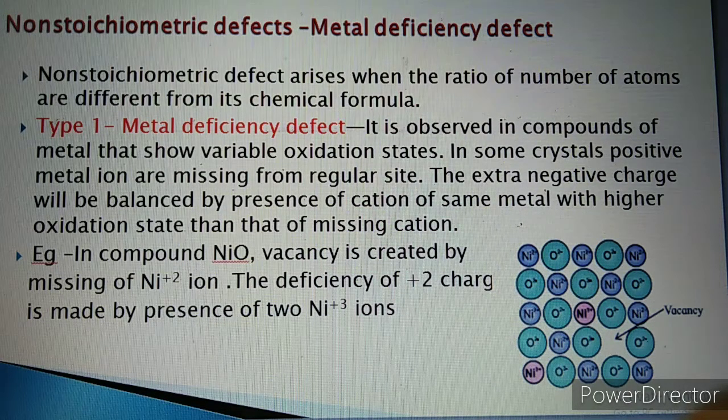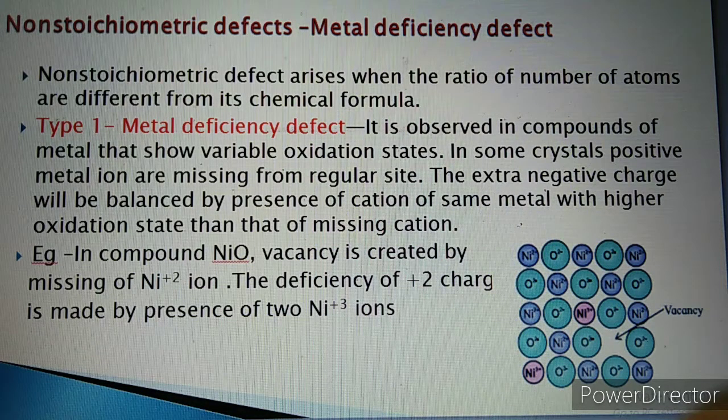So what is metal deficiency defect? I'll explain in short. In case of metal ions, if some positive metal ions are missing from the regular site, then there is the creation of a vacancy or void space. As the positive ions are missing, there will be an extra negative charge. So again, to maintain electrical neutrality, this extra negative charge will be balanced by the presence of a cation of the same metal. But this cation should have higher oxidation state than that of the missing cation. Then that defect is called a metal deficiency defect.